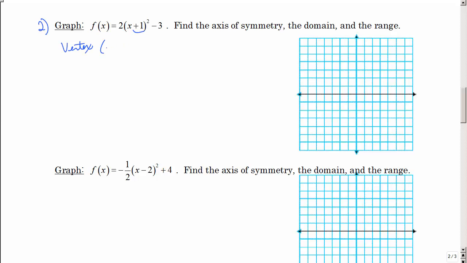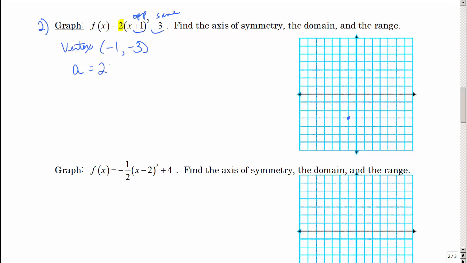Again, we want to take the opposite of that in the parenthesis and keep that the same. So opposite, same. So plotting that, -1, -3. That's my vertex. A is again that value, so it's +2. Since it's positive, I know the parabola goes up.